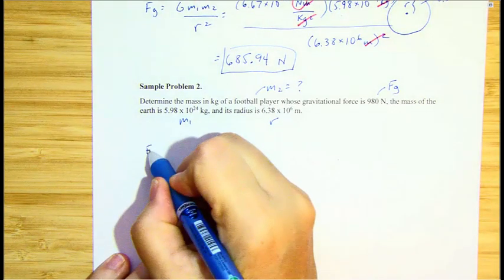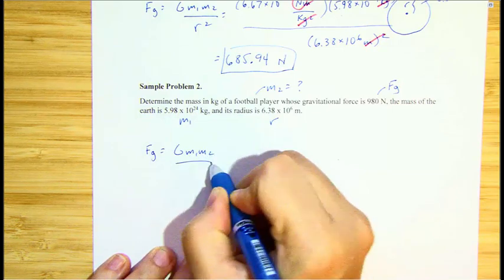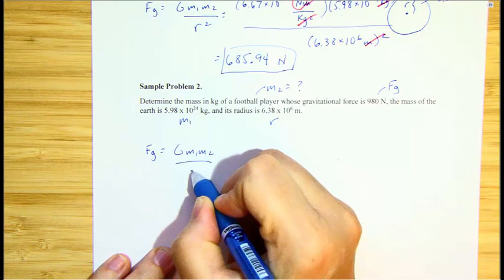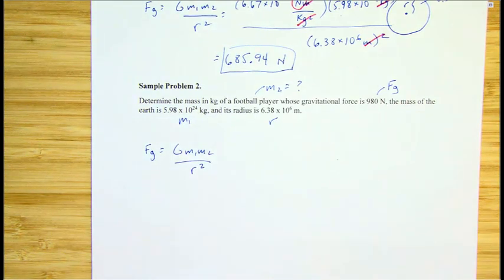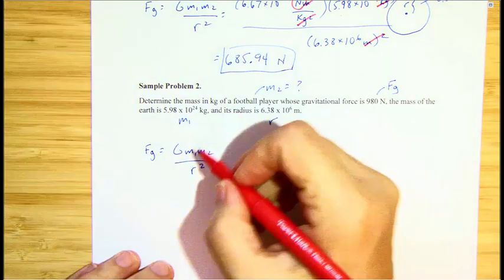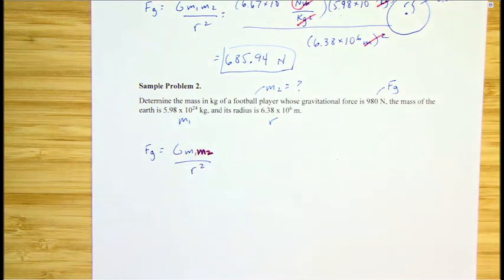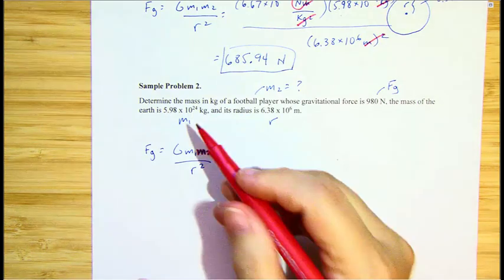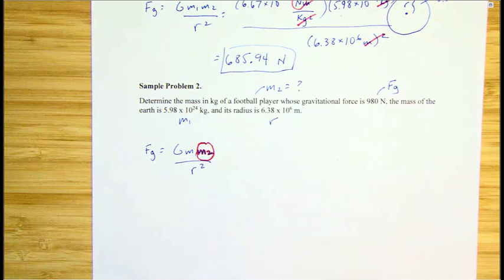Our equation is Fg equals capital G m1 m2 over r squared. But before I go on, notice that I want to solve for M2. I'm just going to write that in red. So I need to isolate that variable. I need to get M2 by itself. And right now it's accompanied by G, M1, and R squared.